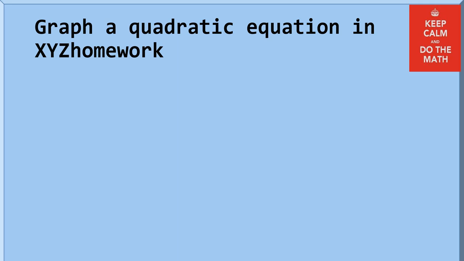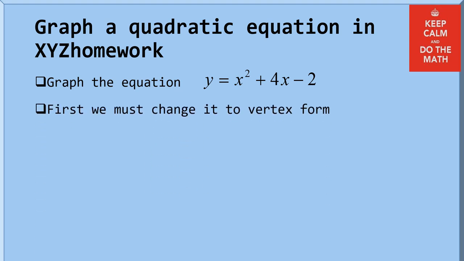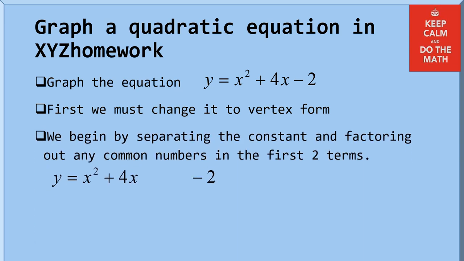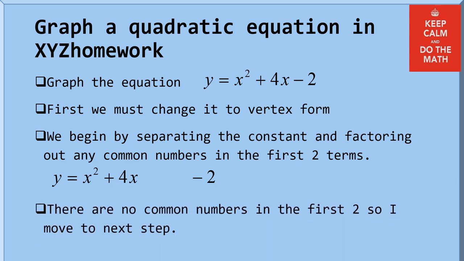In this video, we're going to talk about graphing a quadratic equation, specifically in the XYZhomework.com software. To graph the equation y equals x squared plus 4x minus 2, I need to first put it into vertex form. So we'll go through that step, again, beginning by separating the constant and factoring out any common numbers in the first two terms. There are no common numbers in the first two, so I can move to the next step.